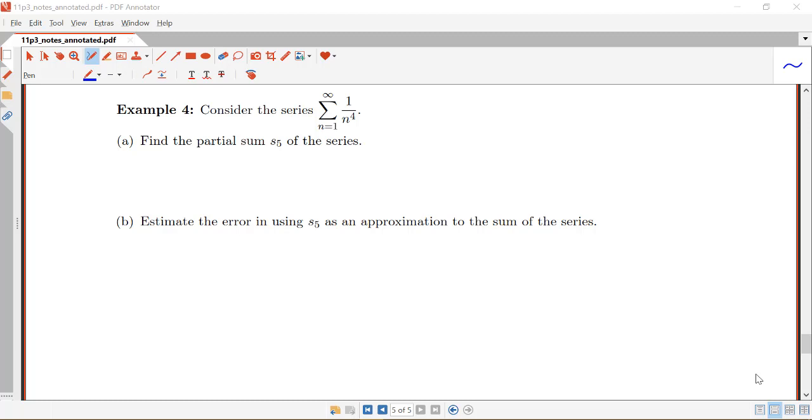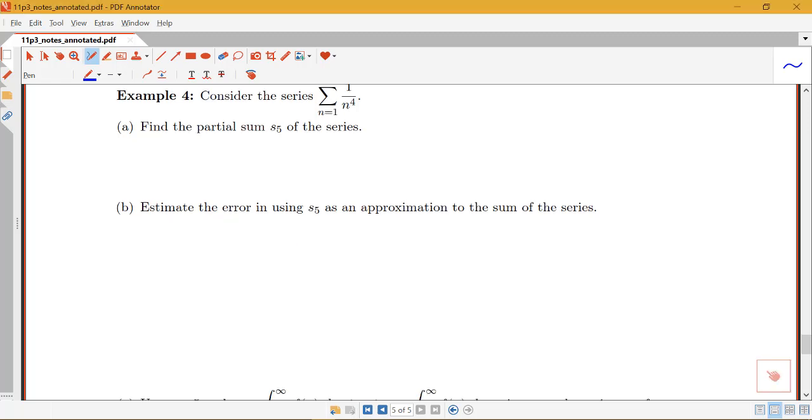In this video, we're going to look at applying the integral estimation theorem to a particular example. So here I have the series, the sum from n equals 1 to infinity of 1 over n to the fourth. My goal is going to be to try to estimate the sum of that series using a particular number of terms and then be able to say how good that estimate is.